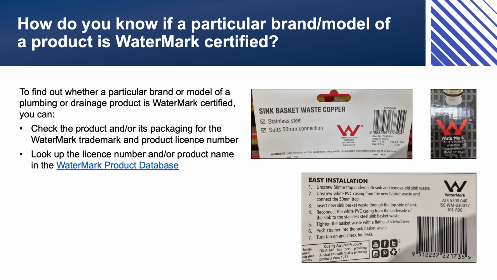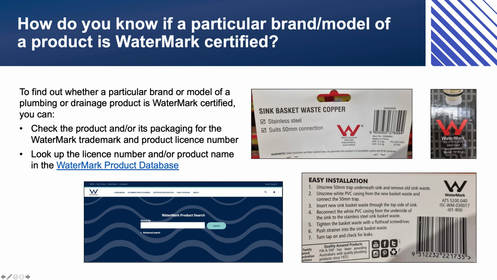However, sometimes a product is installed already or has become separated from its packaging, so you can't check for the logo or licence number on the product or packaging. In these cases, you can use the WaterMark product database to check for current licensing information. Similarly, if you're not sure whether an older product is currently licensed, you can check the database to see.